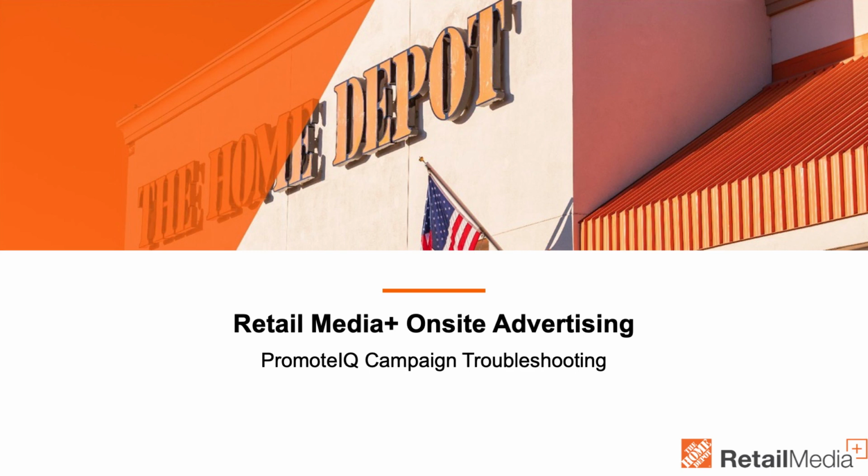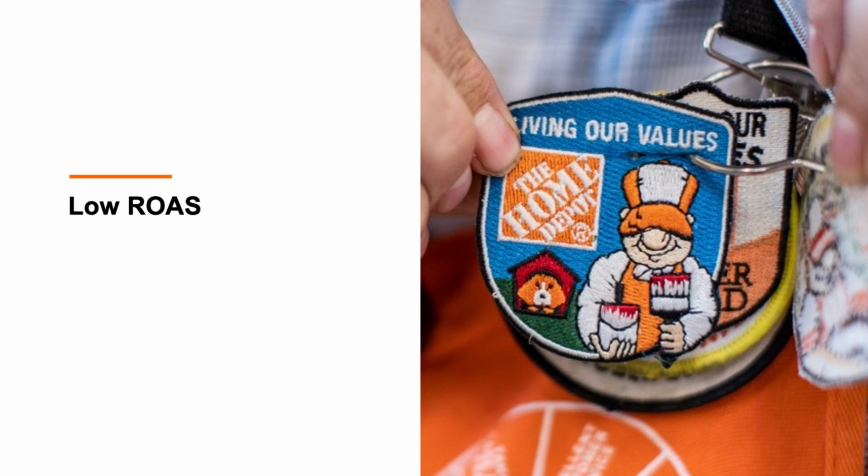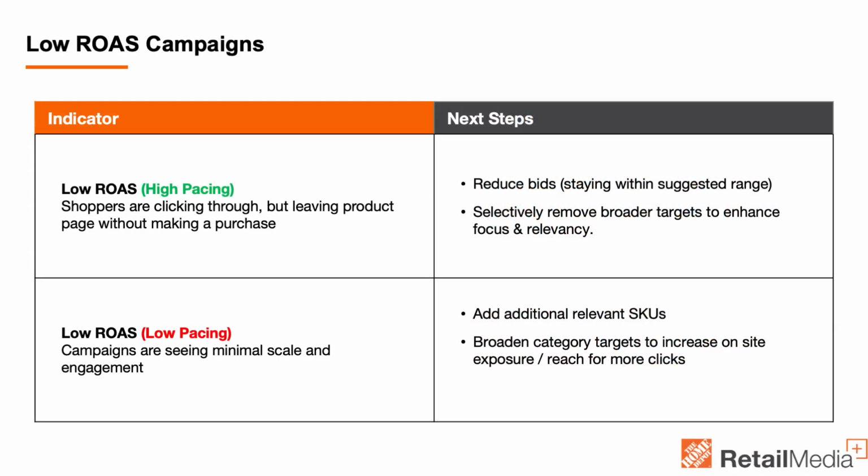Let's discuss ways to troubleshoot common campaign issues. Low ROAS. ROAS is an essential metric for online advertising. It isn't the only metric you should be monitoring, but it does give you a good indication of campaign performance, especially for product listing ad campaigns. Track ROAS for campaigns and SKUs using the reporting feature to better optimize your campaigns.